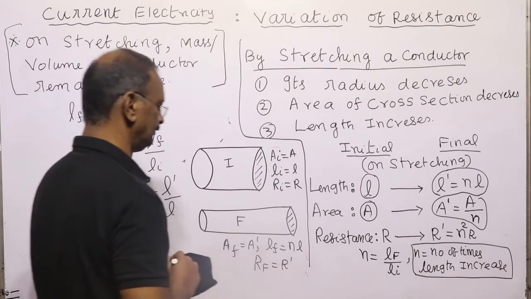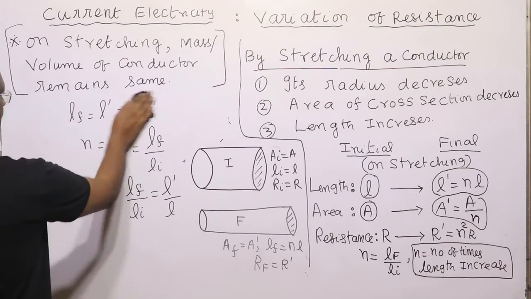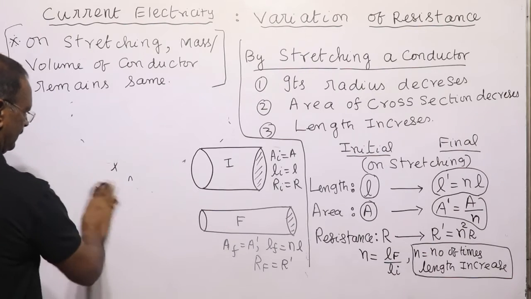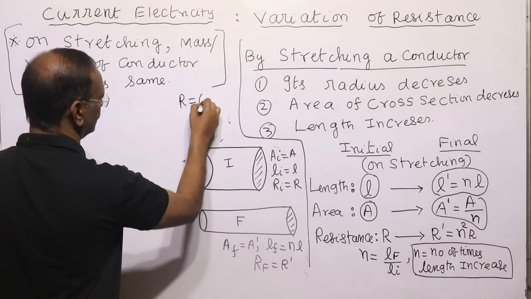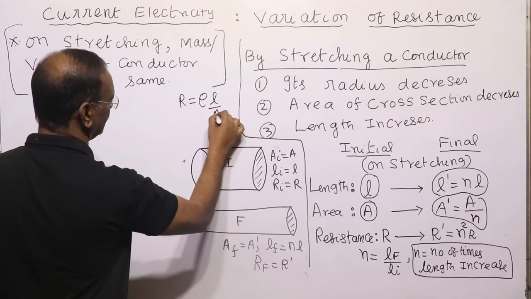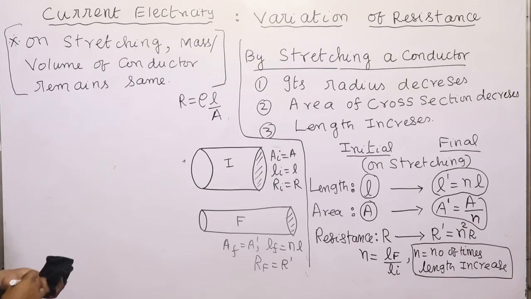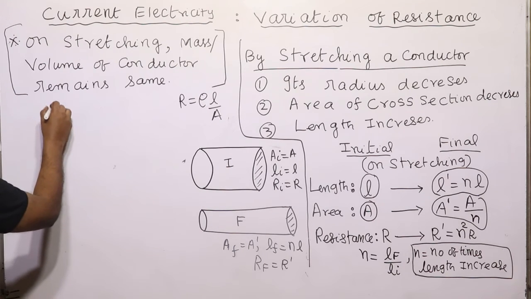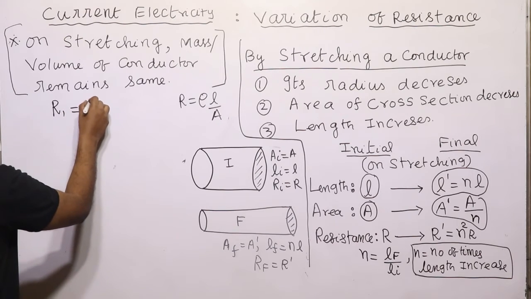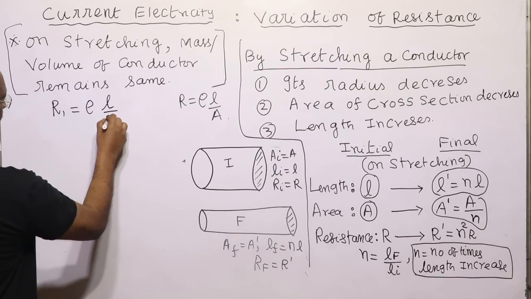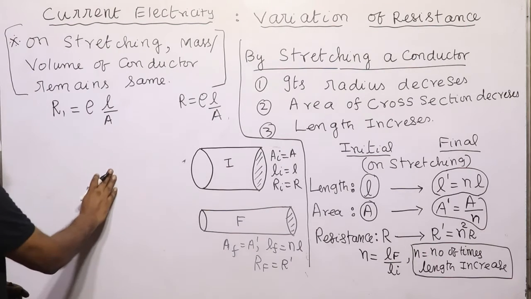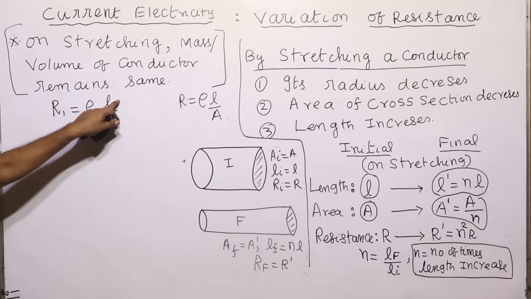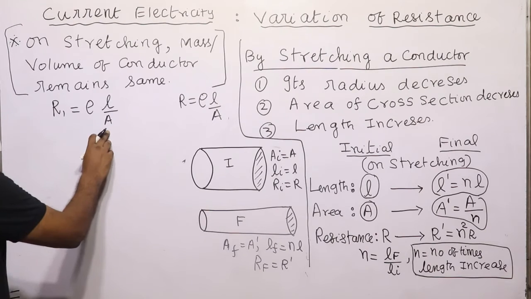Then what about the resistance? Resistance R is equal to resistivity times L by A. Now the initial R1, what is R1? R1 is equal to resistivity times L by A. For a given material the resistivity is constant, and this is the initial length by the initial area.